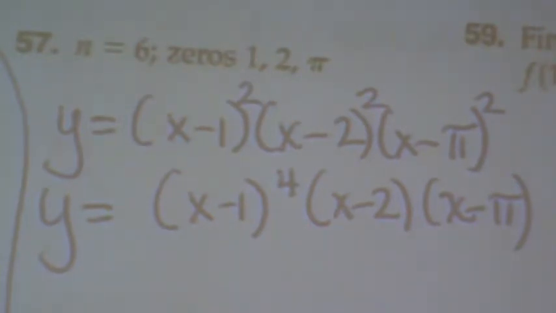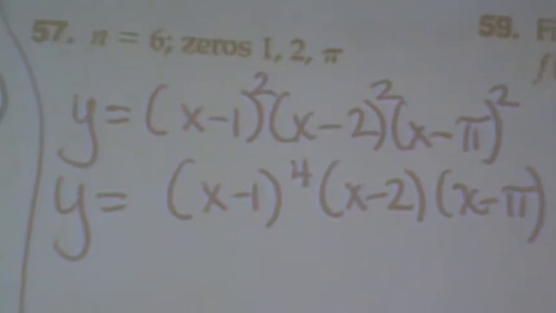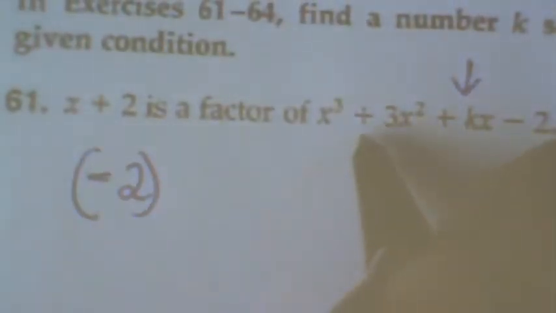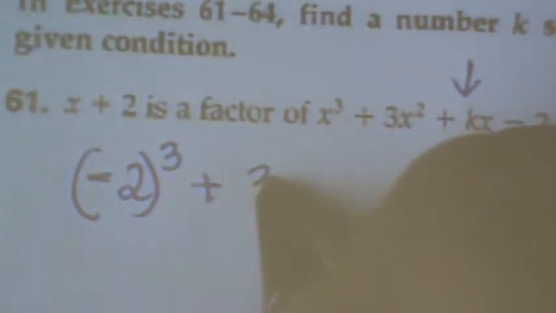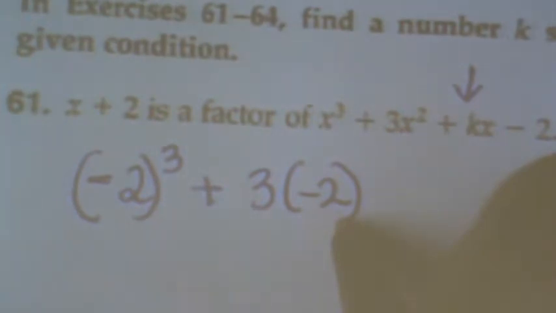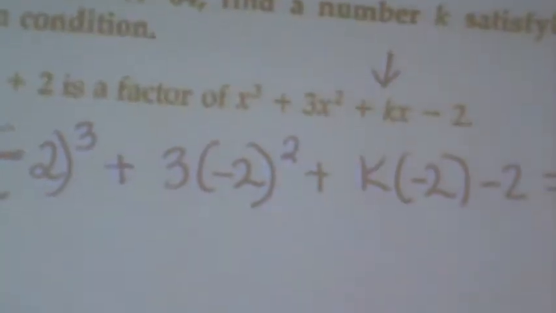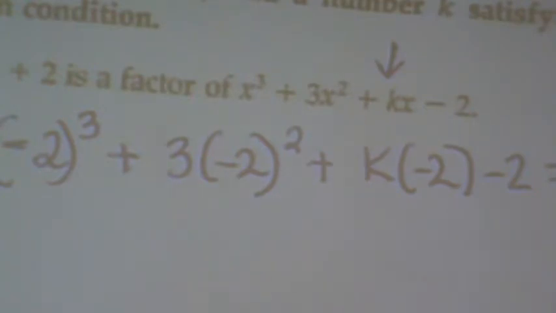Okay? For 61, what I would do for this one, it's asking you what k is, so that this goes into it evenly. So what you could do is evaluate this, if you plug -2 in here, so you have -2 to the 3rd power plus 3 times -2 squared plus k times -2 minus 2. You want this remainder to be 0. That's one way of doing it, or you could do synthetic division.